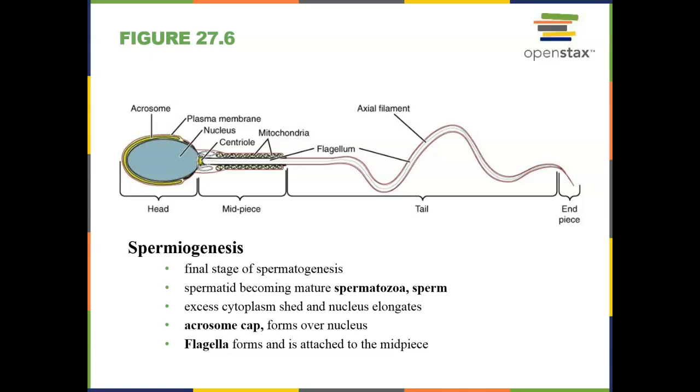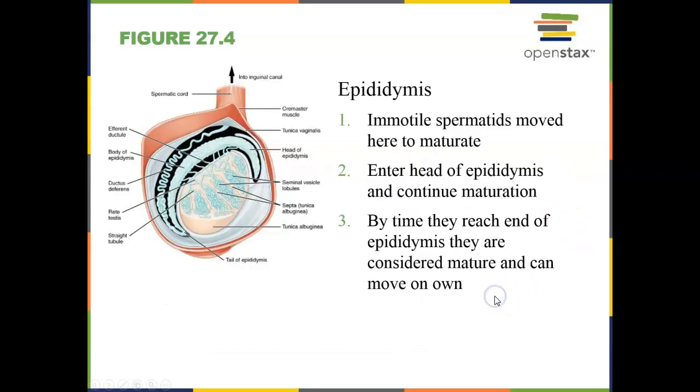We add flagella, which forms onto the midpiece. So this flagella forms, allowing the sperm to be motile. So sperm are immotile initially because they don't have the flagella. They are immotile. They have to have a place to mature, and so they move from the seminiferous tubules into the rete testis. From the rete testis, they move into the epididymis.